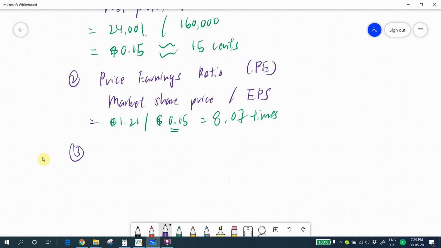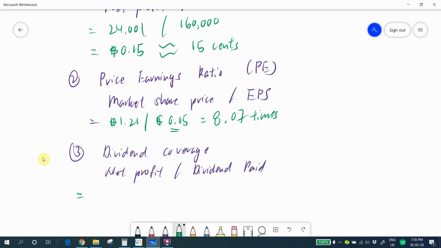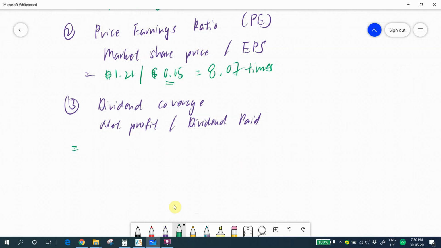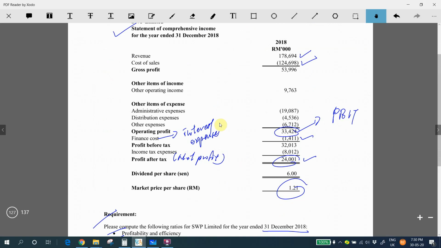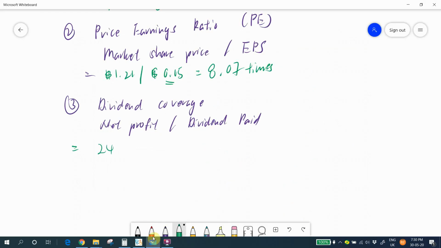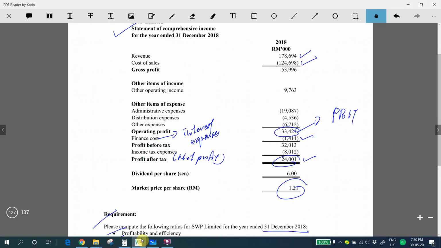Next ratio is dividend coverage. We use net profit divided by the dividend paid. So the net profit of the company, we can check this amount from our statement of comprehensive income, 24,001. So we write 24,001 over dividend paid. So we know that the dividend per share is 6 cents, so we have to get what is the total dividend paid during the year.